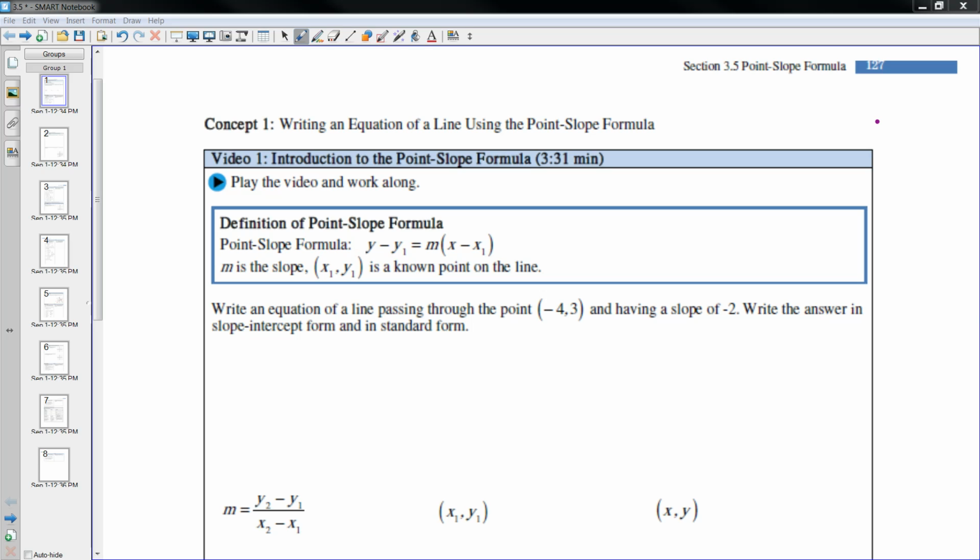So remember that I've asked you to put things on a note card just so it's easier to find when you're working your homework, and I'm going to need you to put this formula on your note card, and that is called the point slope formula.